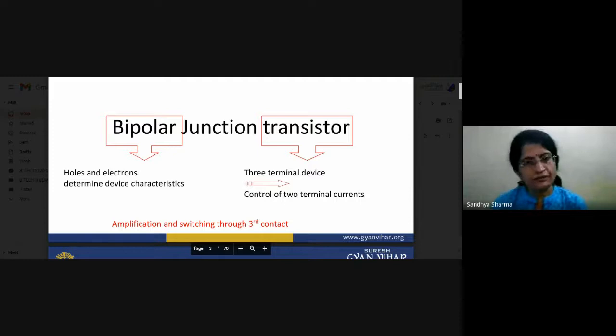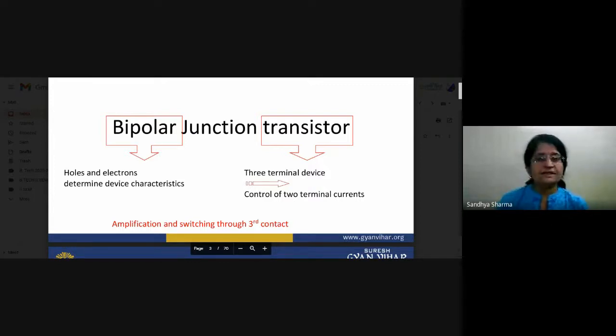So that is the bipolarity, that is, the holes and electrons. Due to this we call it bipolar. What about the junction? And the third one is the transistor. We also say there are two types of junctions. One is the emitter junction and the other is the collector junction. So it is a two-junction device, and the third part is called transistor. That is the meaning of transfer of resistors.